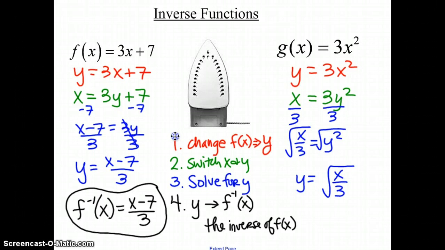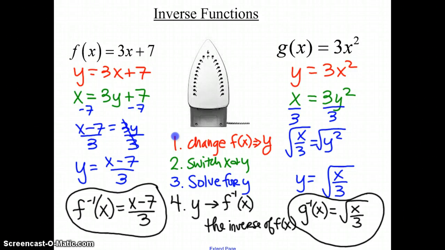And our final step is to change that y back to what we started with. But remember, we have to do that little negative 1 exponent there, just meaning the inverse of g of x is equal to the square root of x over 3. That's our answer.